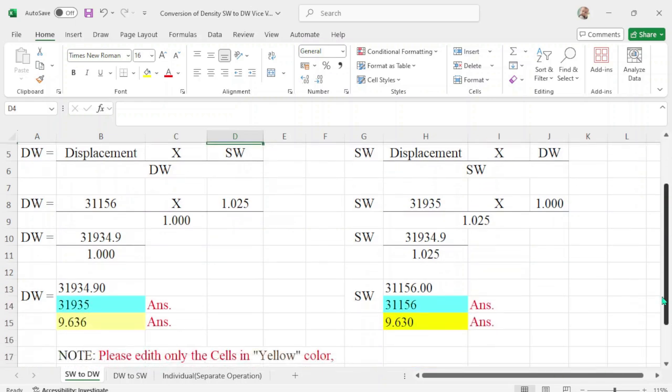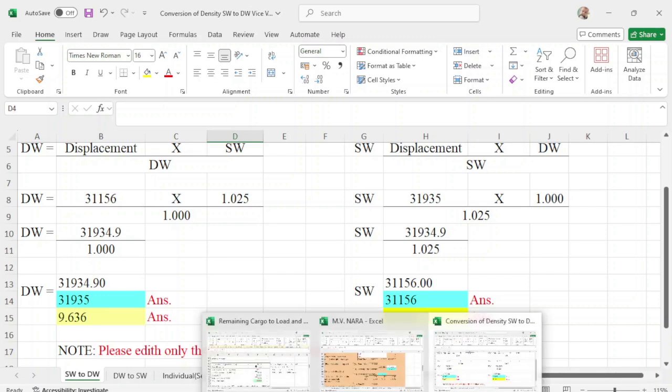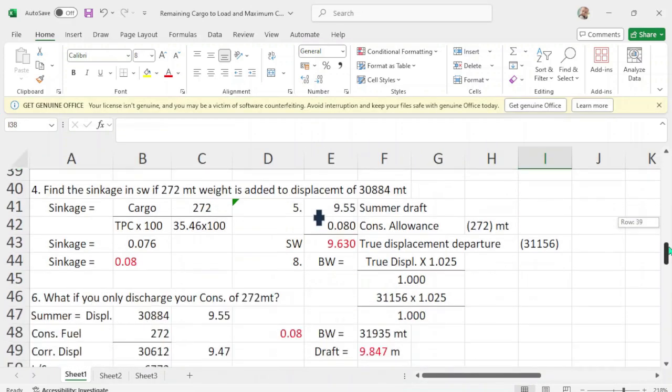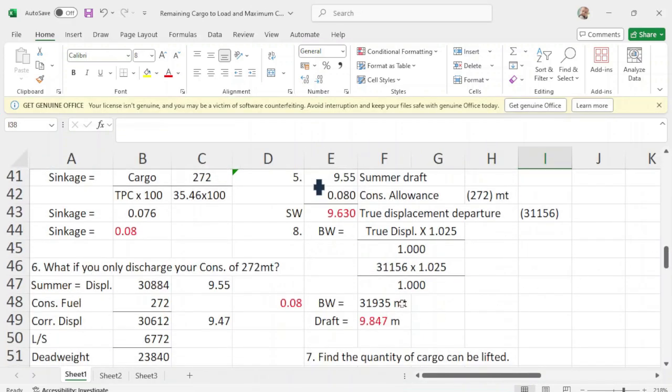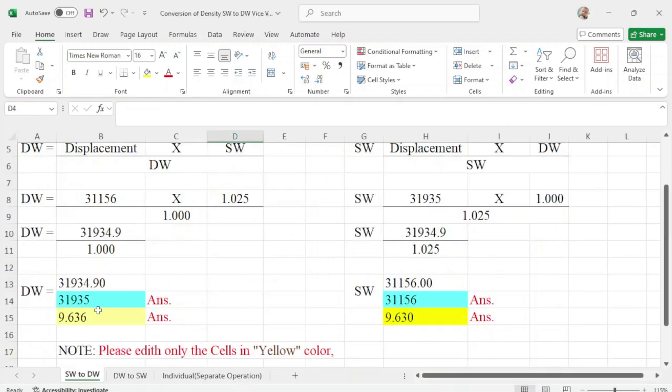The answer is, the displacement is 31935. What is the answer? 31935. Okay, so I have the same answer, which is 31935.